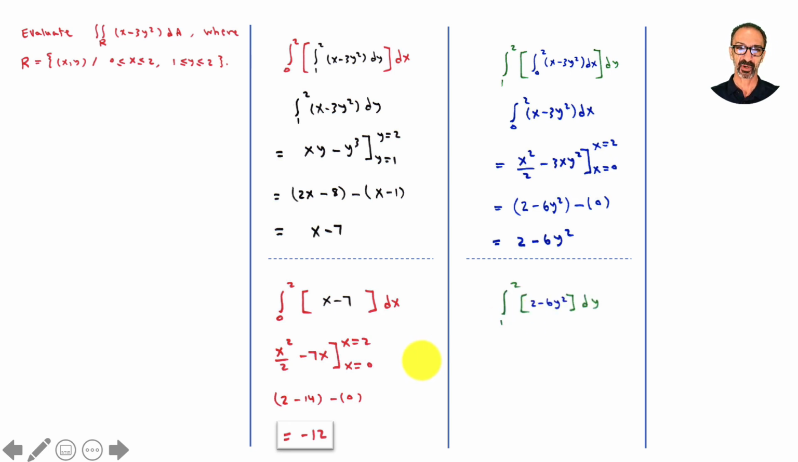Let's go back to the problem. Now integrate with respect to y from 1 to 2. And when you simplify, you should get the same answer. And that should do it.